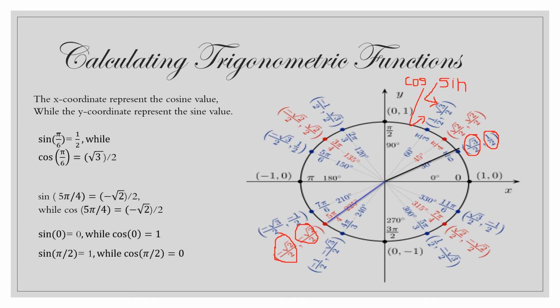Let's take another angle, which is 0. So the sine of 0 is 0, while the cosine of 0 is 1. Let's take another angle, which is pi over 2. And notice that sine pi over 2 is 1, while cosine pi over 2 is 0.